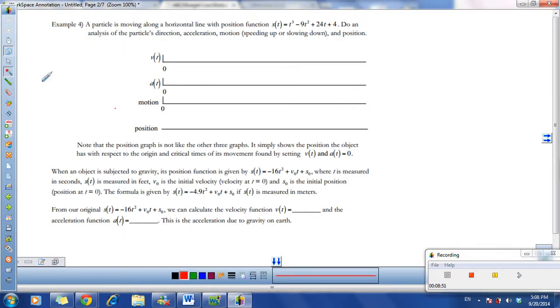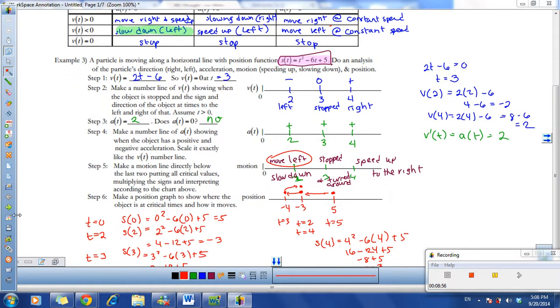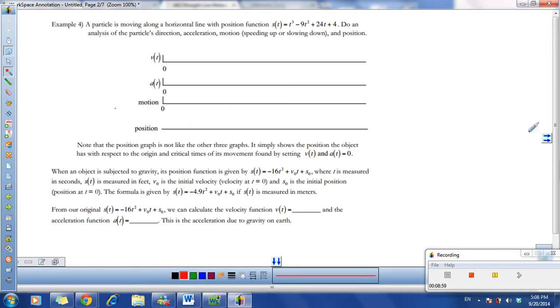Okay, so on this example, we're doing the same thing. We're going to follow the same exact steps that we had here, steps 1 through 6, so that we could do another analysis of this particle using this function this time. So we're going to analyze the direction, acceleration, motion, and position. Direction comes from the velocity. Let's find out what it was. The first step is to find our velocity function. How do I find my velocity function? Well, it's the first derivative of my position function.